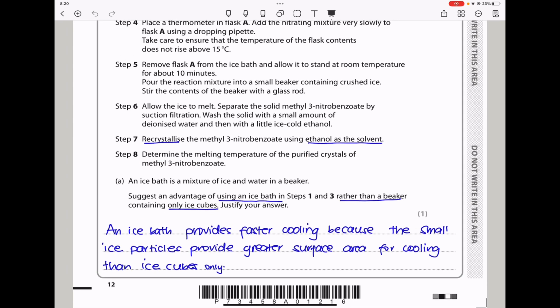The first question says an ice bath is a mixture of ice and water in a beaker. They want you to suggest an advantage of using an ice bath in step 1 and 3 rather than a beaker containing only ice cubes, and justify your answer. The ice cubes are going to be bigger while the ice bath has smaller particles of ice, and that is going to increase the surface area for cooling. So I said an ice bath provides faster cooling because the small ice pieces provide greater surface area for cooling than ice cubes only.